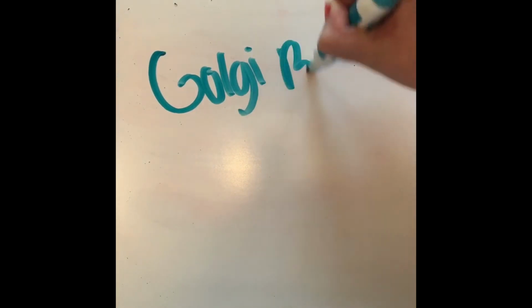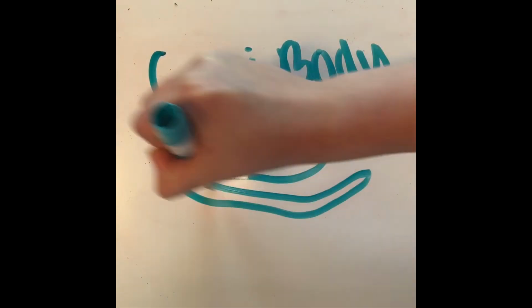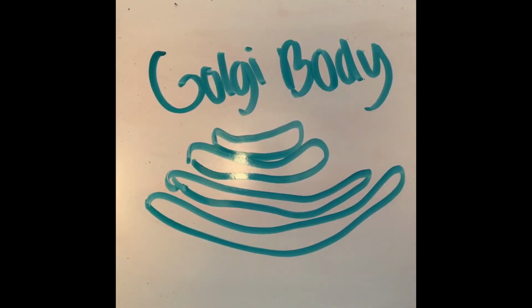The Golgi body is associated with shipping and receiving because the products of the endoplasmic reticulum are modified and stored here and then sent all throughout the cell.